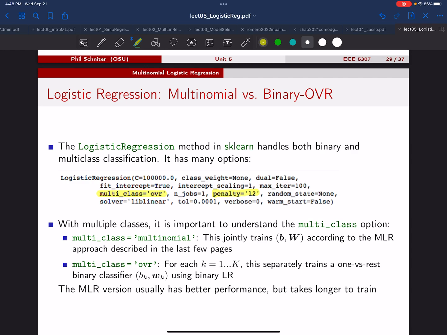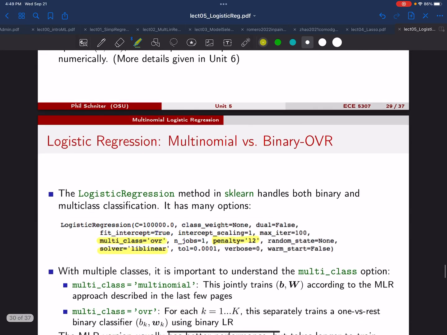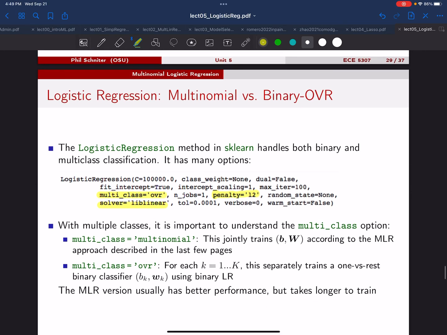By default, it's L2. And there's also another thing called the solver. This tells you which algorithm you're going to use to solve this optimization problem. It turns out that some of the algorithms can handle L1 and some of them can't. So sometimes if you put in L1 here and then try to use, I think, liblinear, I don't think you can do L1. You'll get an error that the solver doesn't work, so you have to choose a different solver. There's about, I don't know, maybe 5 or 6 different solvers.